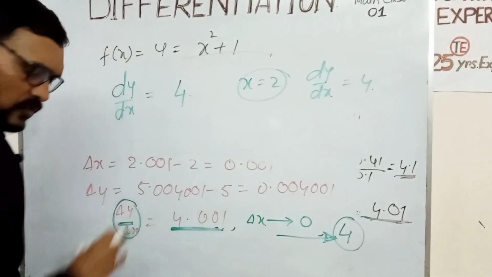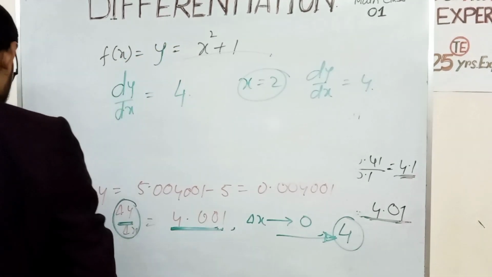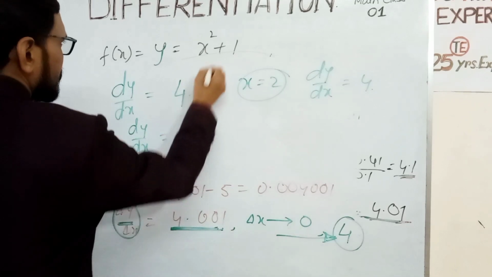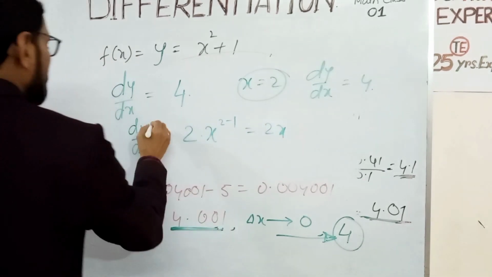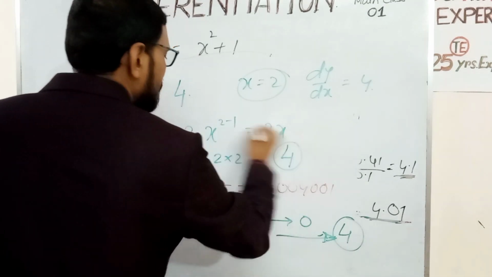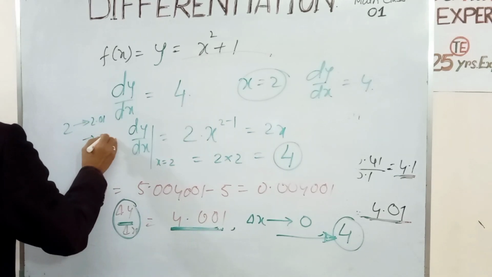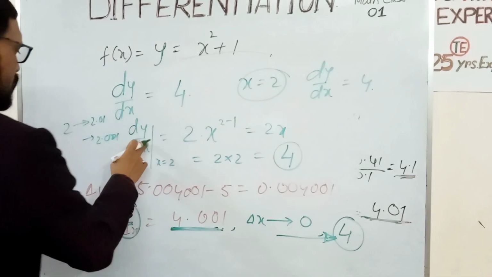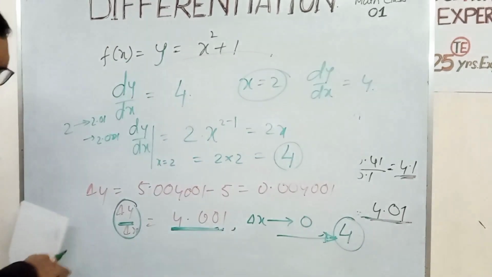Now if we want to find the derivative by formula, what is dy by dx? We know the x to the power n formula: 2 into x to the power 2 minus 1, that is 2x. Now dy by dx at x equal to 2 is 2 into 2, that is 4. So by formula this becomes 4, and for 2.01, 2.001, that is, if the increment of x becomes very small, then the ratio of increment of y to increment of x also becomes 4. This is the meaning of derivative.